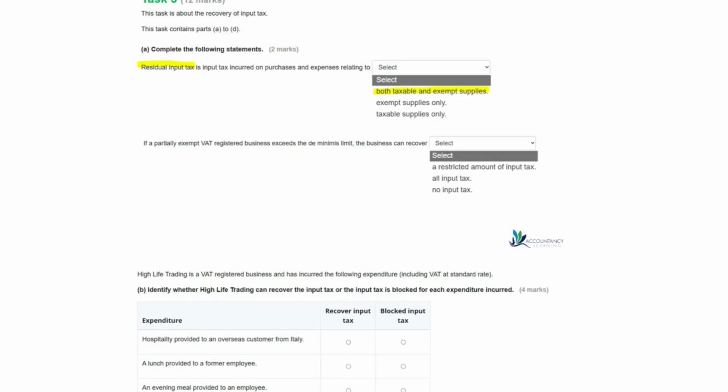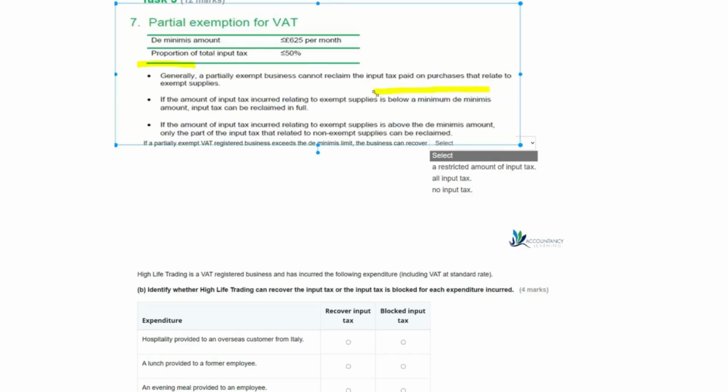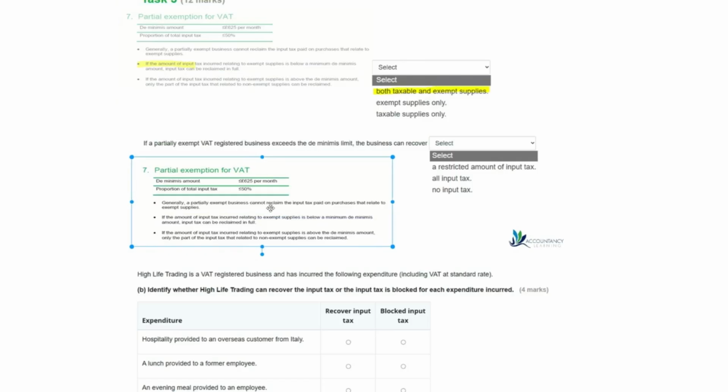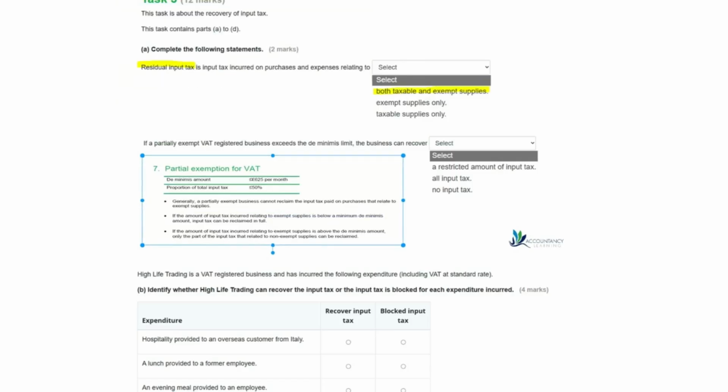If a partially exempt VAT registered business exceeds the de minimis limit, the business can recover... Now, reference material 7 here, and it says at the bottom that when it's above the amount, only part of the input tax can be reclaimed. So you would be selecting a restricted amount of input tax.